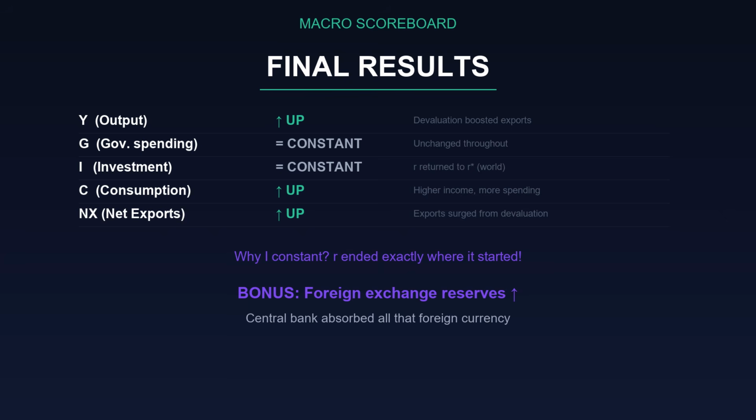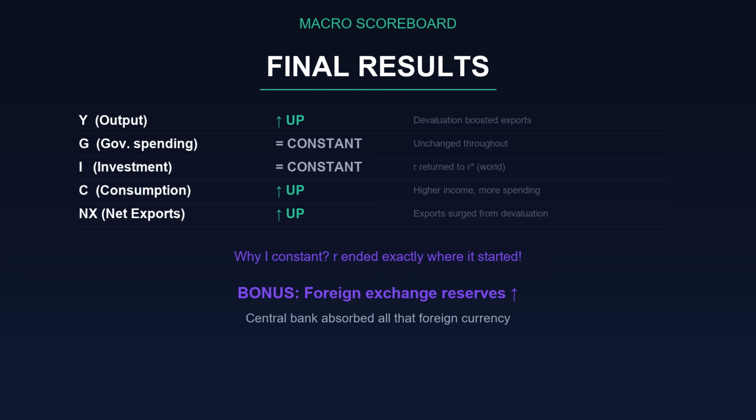Let's transition away from the theory for a second and look at the pure accounting. Here is our final macroeconomic scoreboard, based right on our source material. Total output, Y, as we just saw, is definitively up. Government spending, G, well, that remained perfectly constant throughout this entire process. Investment, I, is also constant. Private consumption, C, has gone up. And finally, net exports, NX, which is just our exports minus our imports, is also up. It's a remarkably clean, positive result across the board.